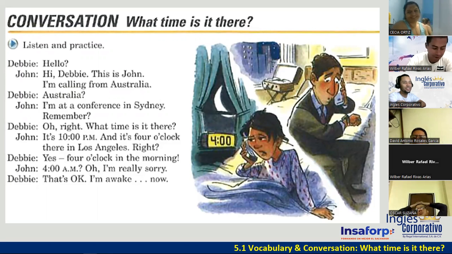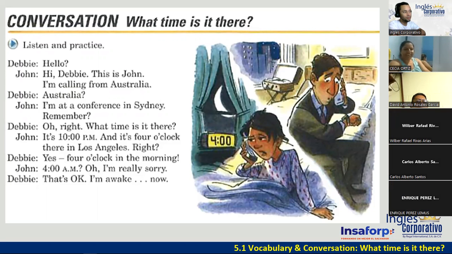Okay, thank you, Cecilia and Wilbur. ¿Qué dice David? David said, hello. And John, hi, David. This is John. I'm calling from Australia. David says, Australia? John says, I'm at the conference in Sydney. Remember? David says, oh, right. What time is it there? ¿Qué hora es ahí? Le dice.